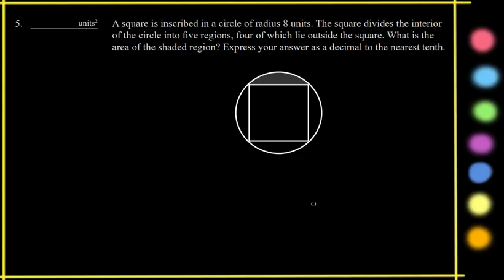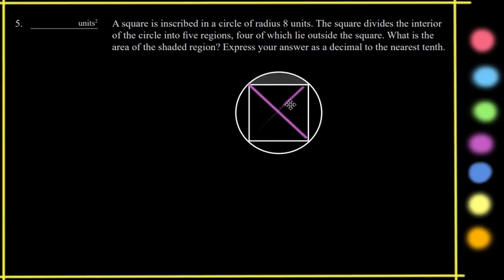This one says a square is inscribed in a circle of radius 8 units. The square divides the interior of the circle into 5 regions, 4 of which lie outside the square. What is the area of the shaded region? Express your answer as a decimal to nearest tenth. So as in a lot of geometry problems, the most important thing is to find the right thing to add in. So in this case, adding in some lines that go diagonally.